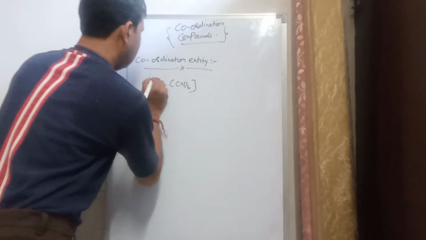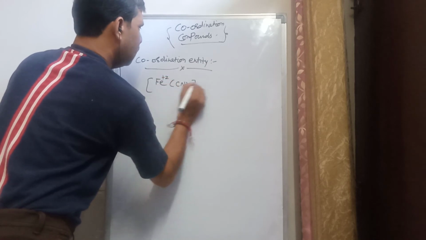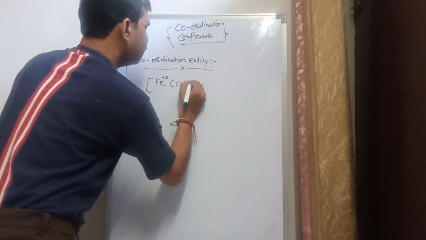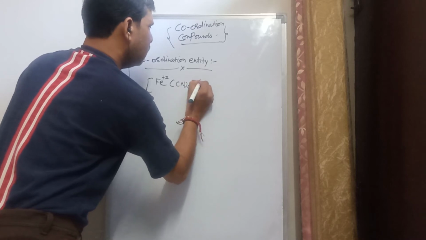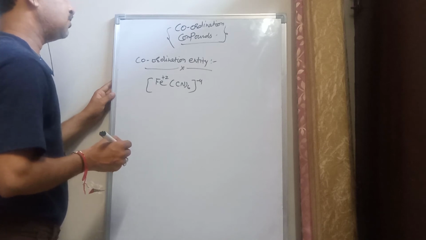Here Fe plus 2 is the central metal atom or cation in the coordination sphere, and CN6, the CN ions, are the ligand species, the ligand anions. So in this way we should be very clear about this kind of definition.